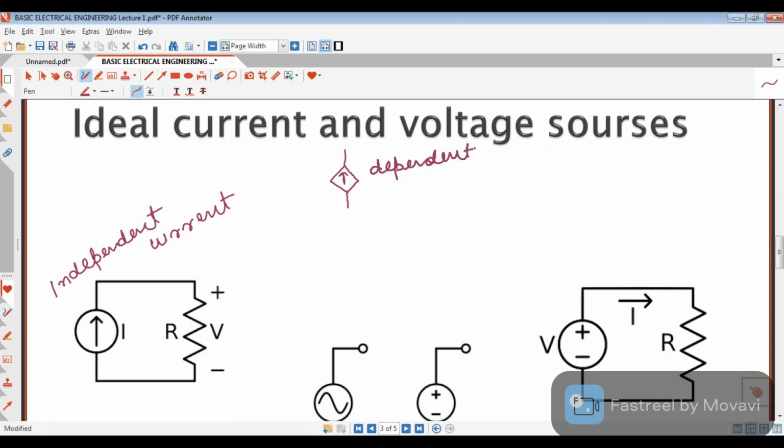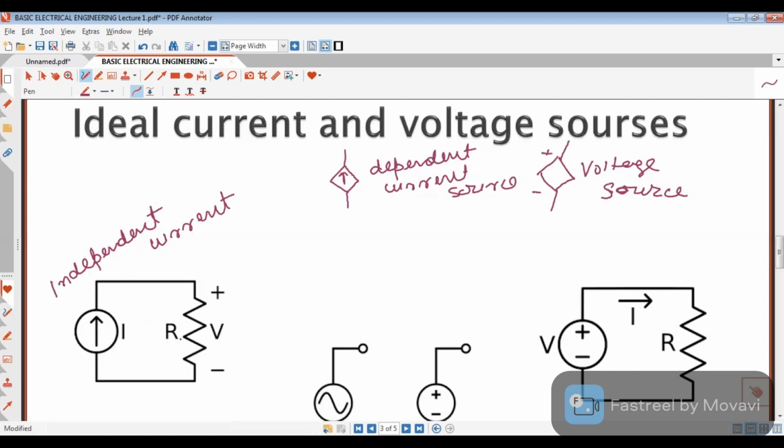This is the dependent current source symbol. It may be current, or if positive and negative is put here, it will be a voltage source. So just for separation of dependent and independent sources, two types of symbol are given here. This is dependent source, this is also dependent source, but this is independent source. The law governing the circuit will be different for dependent source and different for independent source. So this is independent source.